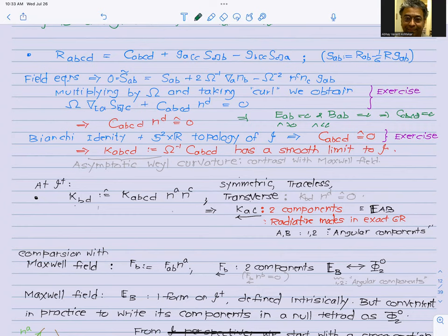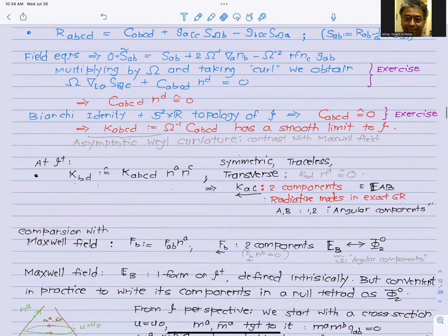If lambda is equal to zero, then unfortunately this condition doesn't completely determine the Weyl tensor itself, and we have to use the topology. Whereas for lambda bigger than zero and less than zero, this is just a local consequence, and we don't need this topology. But in any case, irrespective of the value of lambda, the Weyl tensor at scri is identically zero, as a consequence of our definition of asymptotic flatness.